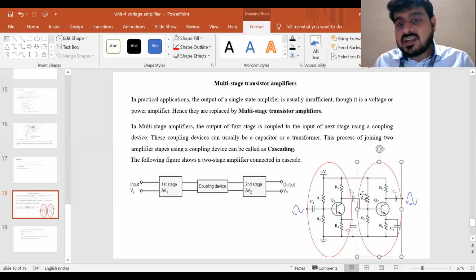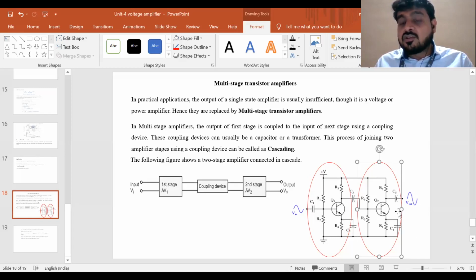Correct. So I can tell that this loop is my first stage and this loop is my second stage. In the first stage, R3 is acting as RL. In the second loop, R7 is acting as RL. Clear? So you can see the signal diagram as well. You have this input signal and the output signal is very highly amplified. Can you see that?